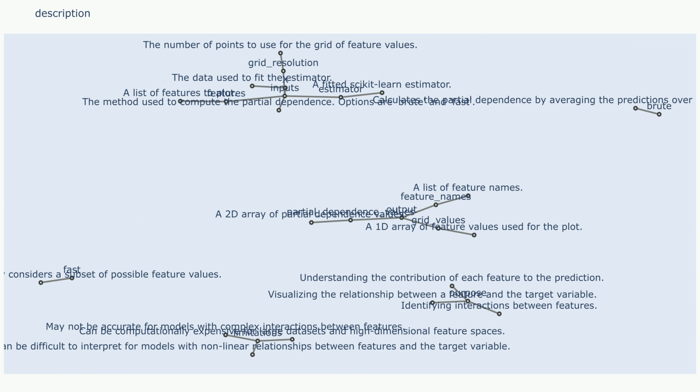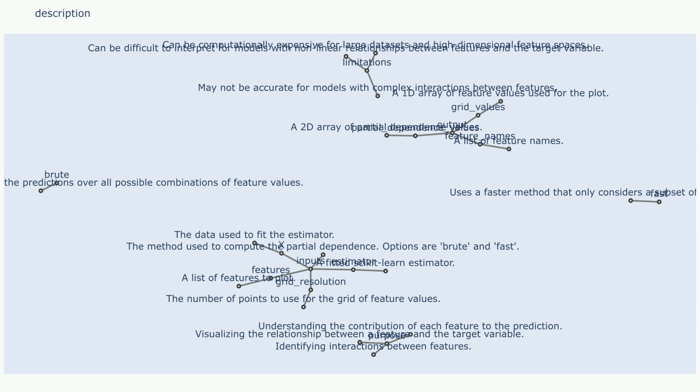Kind. The type of plot to generate. Options include: average. Default computes the average partial dependence over all data points. Individual calculates the individual partial dependence for each data point, showing variation in the feature effect. Grid resolution. Number of points in the grid used for calculating the partial dependence. Higher resolution can lead to smoother plots but also increase computation time.